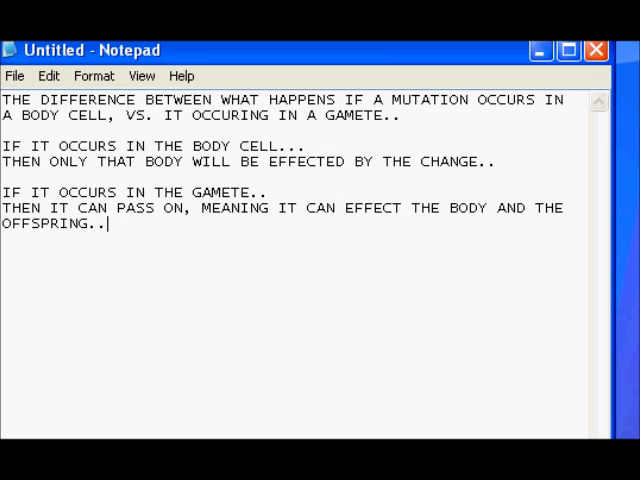A gamete, if you didn't know what that means, it's like a sperm or egg, depending on the female or male. So now we're done with this presentation.